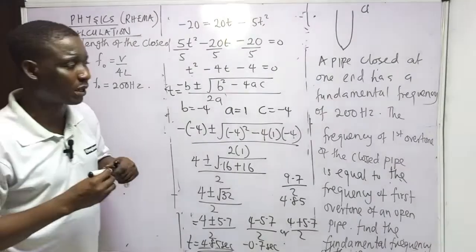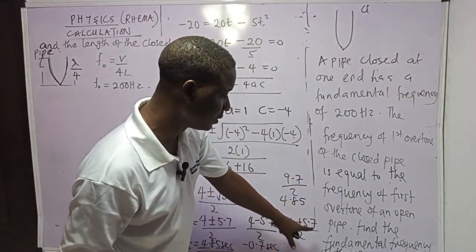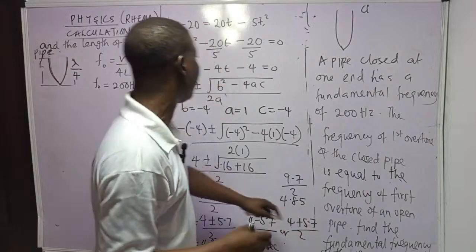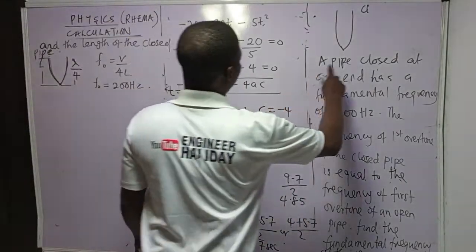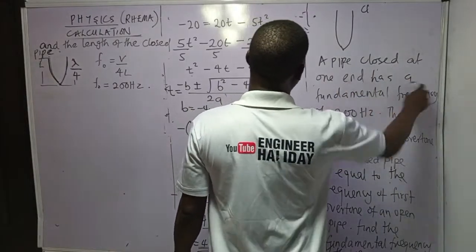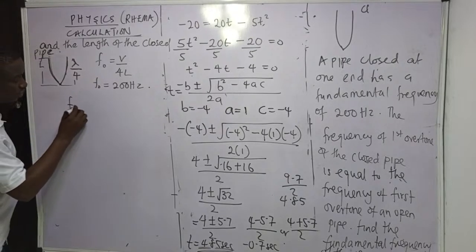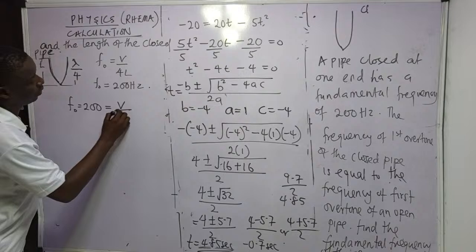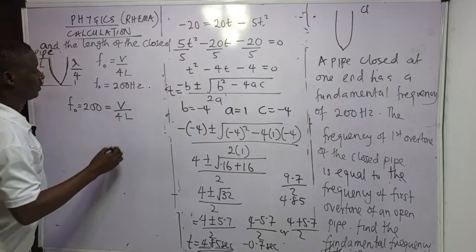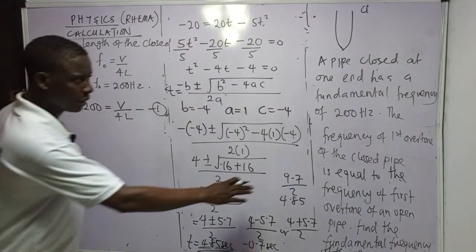Now, why do we have to calculate the length? Because they say find the fundamental frequency of the open pipe and the length of the closed pipe. They said a pipe is closed at one end and has a fundamental frequency. So that means the frequency of this one is already 200, equal to V over 4L. Let's call this equation 1. Leave it there.